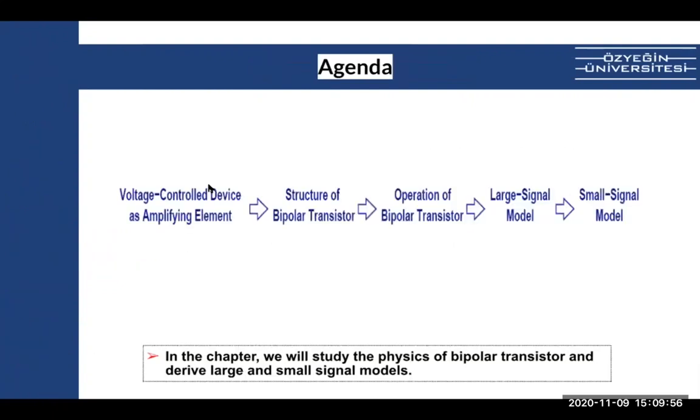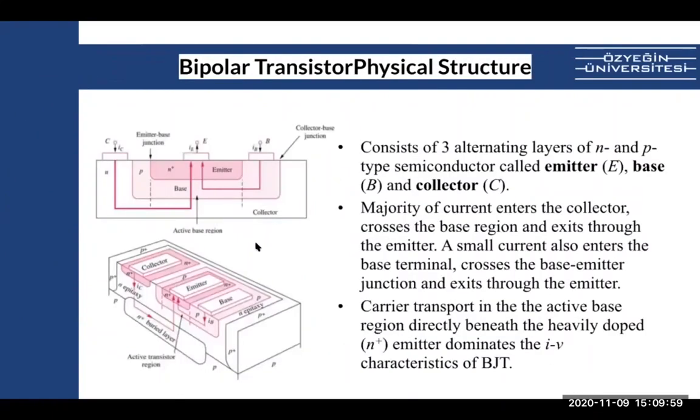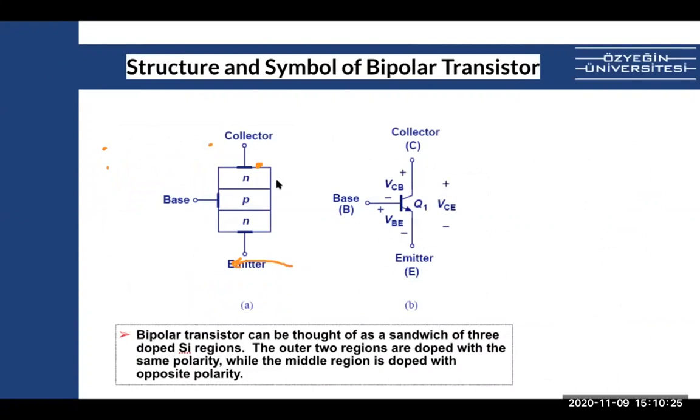BJT is a sandwich, and if you look at the BJT in 3D, you'll see that it actually has a P region, which we call base, and it has an N region, which we call emitter, and it has another N region, which we call collector. And in 3D, you can see the BJT like that. And if you look at it in 2D, it's a sandwich. What's a sandwich? There's a P in the middle, which is a region doped with acceptors, and there are two regions doped with donors.